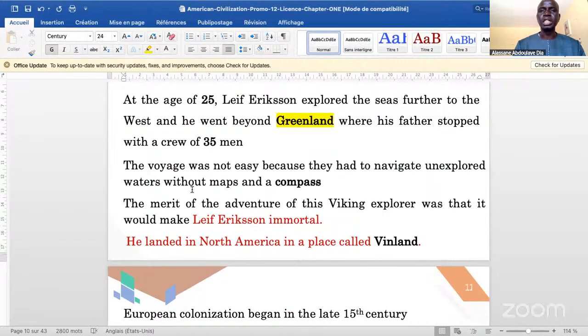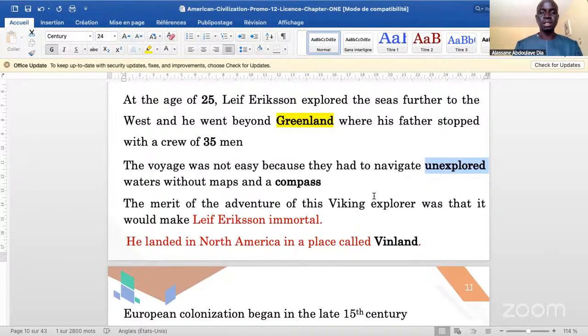He did a good job. What did he do? The voyage he took was not easy. He was a young boy. He had to navigate unexplored waters. You see, class? He is doing navigation without map and compass. Map means carte, and compass means boussole. Imagine you are on the sea without any map, without any compass. It's a difficult voyage and situation. This boy is going to go beyond where his father stopped.